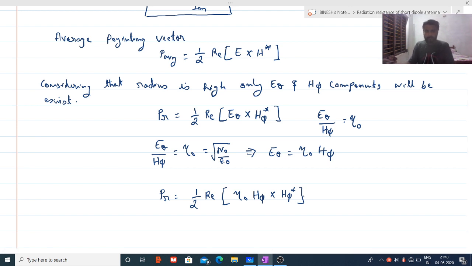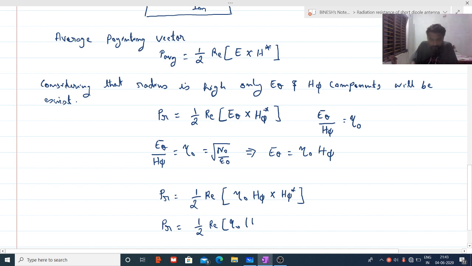So I can write 1 by 2 into real part of E theta into H phi. I think it's clear. Or in general I can write it as PR is nothing but 1 by 2, that is real part of eta naught into H phi, that is modulus of H phi square.